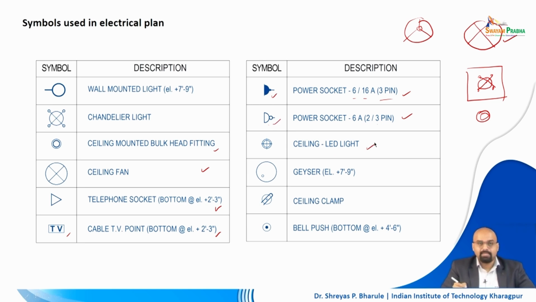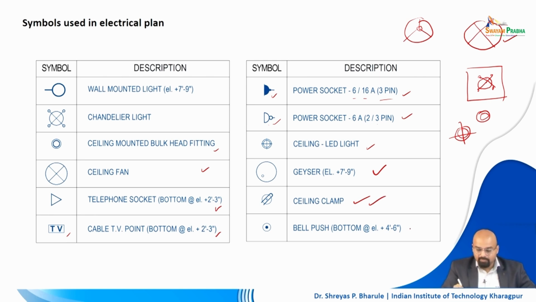Then we have LED lighting from the ceiling. On the ceiling, if there is an LED light, a drop down light, right? You have that particular light represented by 2 concentric circles and a cross. So that will be on the plan. In the bathroom there may be a geyser for hot water supply, so the geyser is represented this way. There is the ceiling clamp. On the ceiling there is a clamp which is provided for us to hang something, maybe some kind of appliance or a hammock or something like that, right? So that is represented like this.